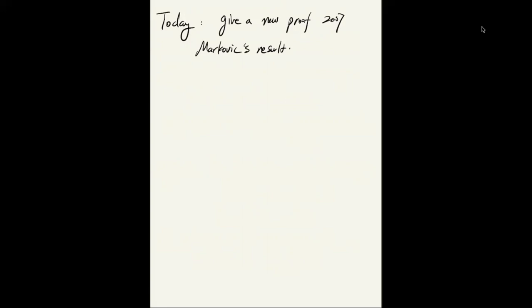So the outline of today is, firstly, I will translate the problem into a global fixed point problem. Originally we have a problem about realization of a homeomorphism, and I will translate it into a problem asking whether a global fixed point exists.